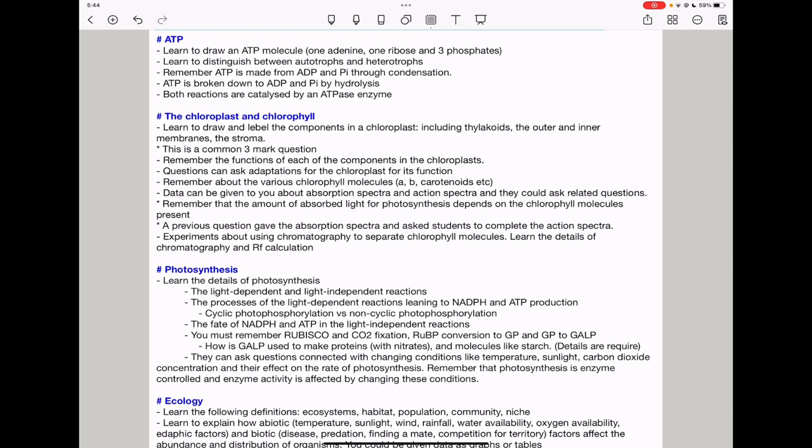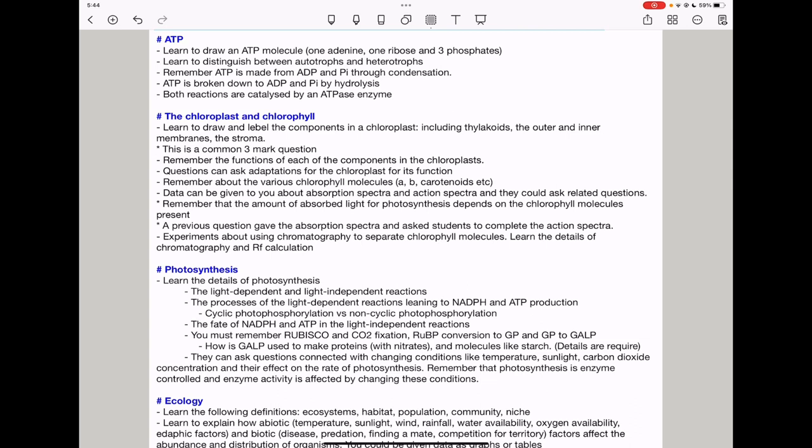You need to remember the functions of each component in the chloroplast. An example, why is the inner membrane folded? Why are the thylakoids positioned the way they are? So you need to know that. You also need to remember that chlorophyll is positioned inside there because that is where these photosystems are found. So they can ask questions about adaptation of the chloroplast for its function.